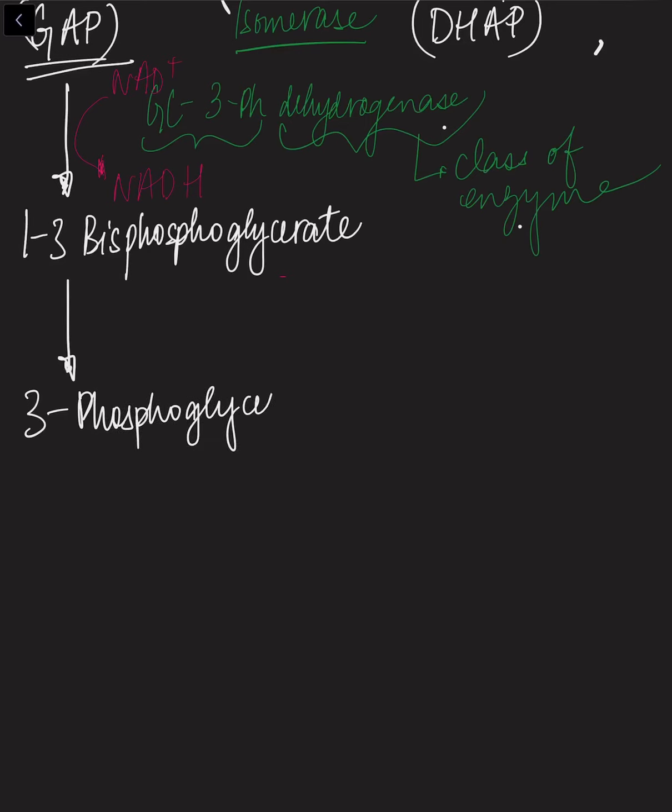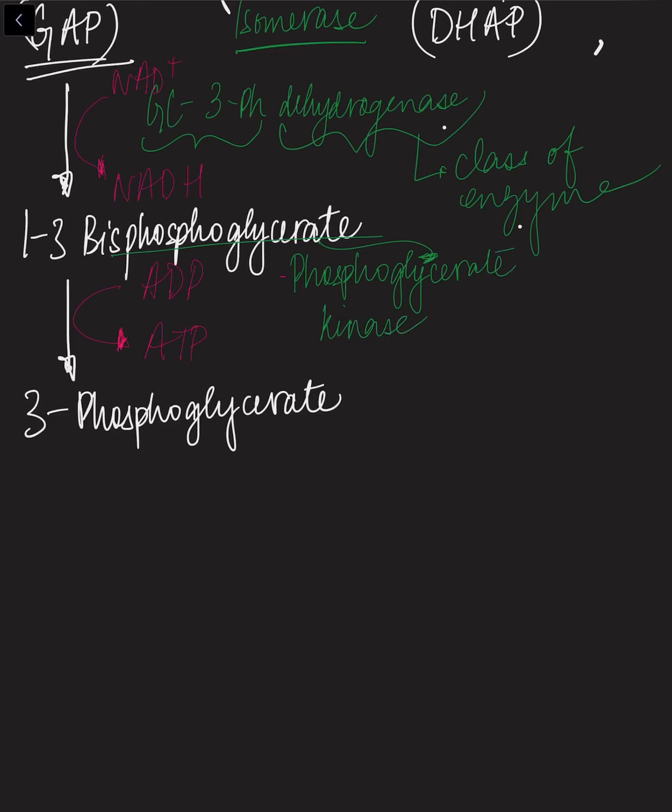So for now, 1,3-bisphosphoglycerate is converted into 3-phosphoglycerate, and this is the first energy yielding step till now, where ADP is converted to ATP under the action of the enzyme phosphoglycerate kinase. This is the prefix, the front part of the name of the enzyme.